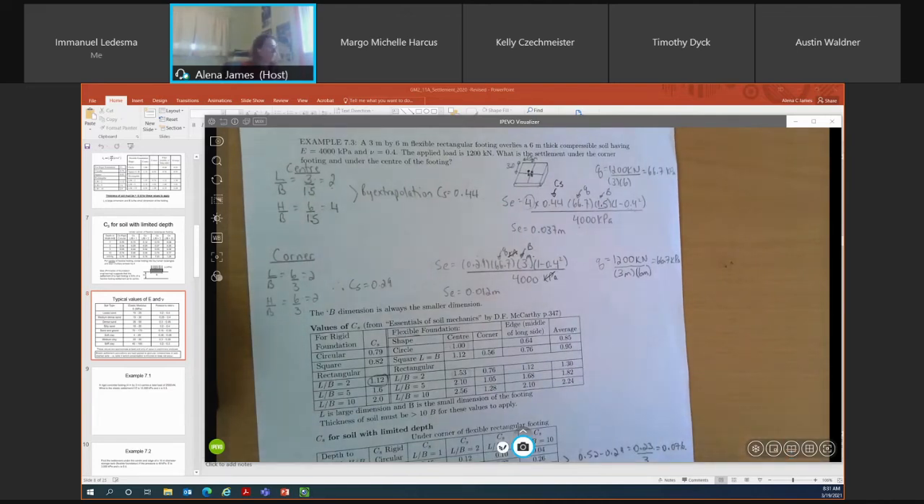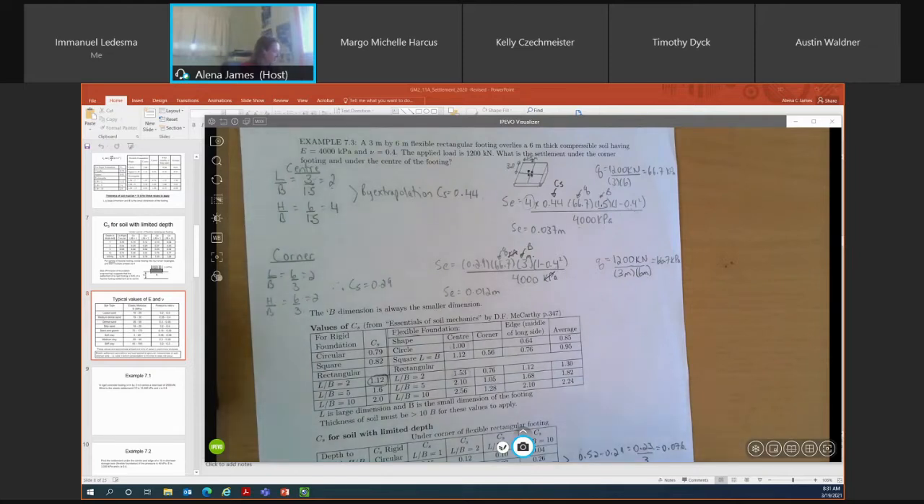And we know that because we're calculating the settlement under the corner of the footing, we can use the McCarthy table, because the thickness of our soil layer isn't greater than 10 times B. Since our soil layer is only 6 meters thick, it's not greater than 10 times B, which would be 30 meters in this instance. So we'll use the McCarthy table. And we also have a flexible foundation, so it's possible to use the table.